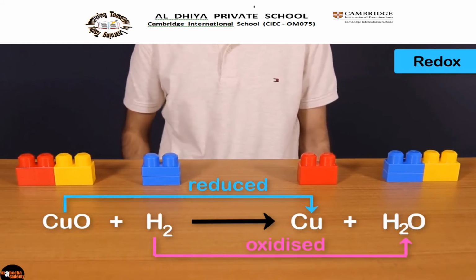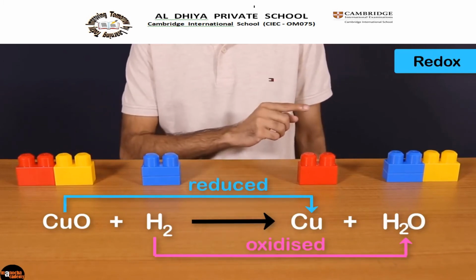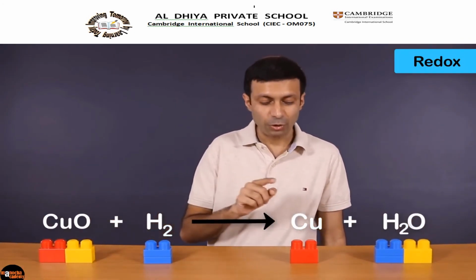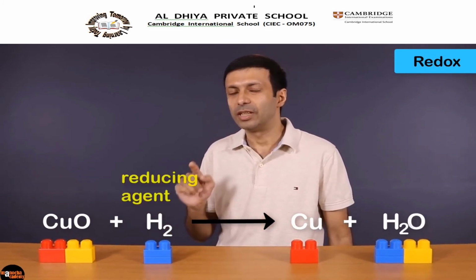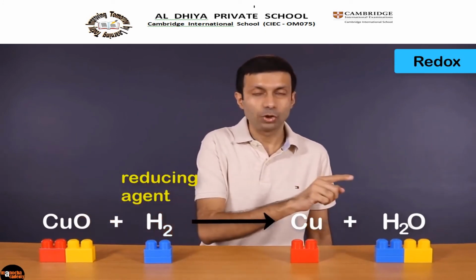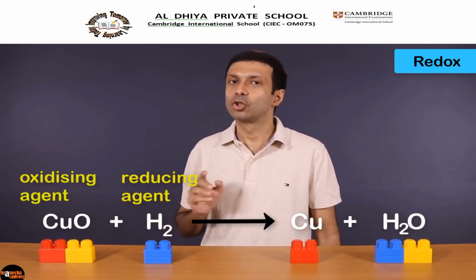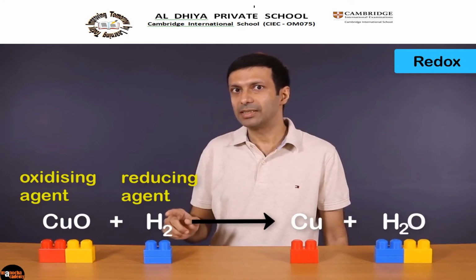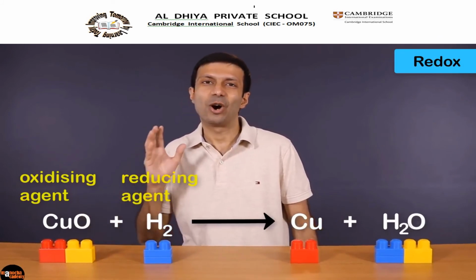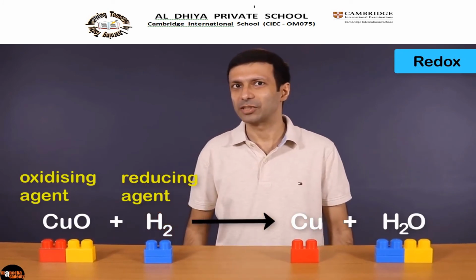And remember, always the reactants get oxidized or reduced, not the products. In this reaction, hydrogen is helping copper oxide to get reduced to copper. So hydrogen is the reducing agent. And copper oxide is helping hydrogen get oxidized to water. So copper oxide is acting as the oxidizing agent. So remember, the substance that gets oxidized is the reducing agent, and the substance that gets reduced is the oxidizing agent. Now let's take a look at some more examples of redox reactions.